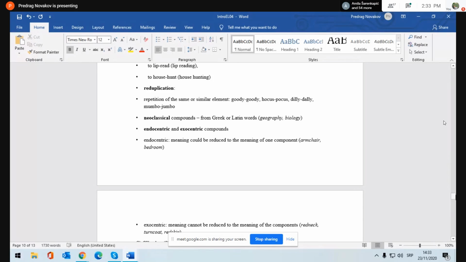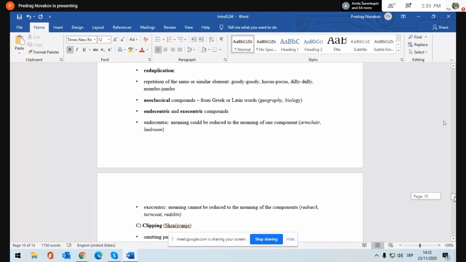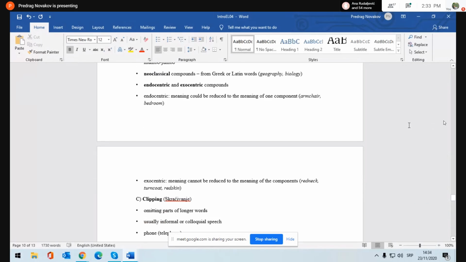Neoclassical compounds, another specific type of compounds. Obviously, neoclassical, your association should be Old Greek and Latin, okay? So compounds created from Old Greek and Latin words, but probably created later, not in this ancient Greek or Latin period, okay? So geography, biology, usually names of sciences, okay?